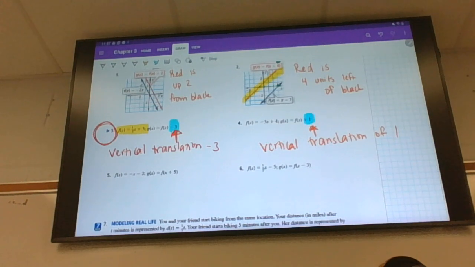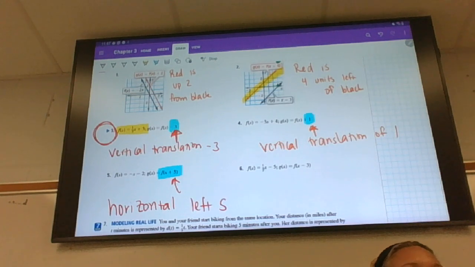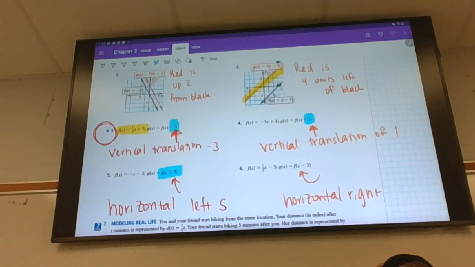Now, how are 5 and 6 different than 3 and 4? Megan, what's 5? How come, Colton, in 3 and 4 I wrote vertical and now in 5 I'm saying horizontal? Because it's in parentheses. Okay. So then this one would be horizontal, right 3.